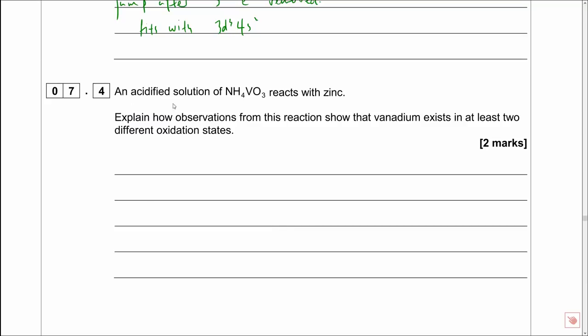Okay, this one. An acidified solution of NH4VO3 reacts with zinc. Explain how observations from this reaction show that vanadium exists in at least two different oxidation states. This is quite a niche question, in that you are expected to know about the reactions of the vanadate with zinc. Essentially, without going into huge amounts of detail, you'd get two different colours. It says explain how observations, so what you would see is two different colours, each being a different oxidation state of vanadium. Two marks.